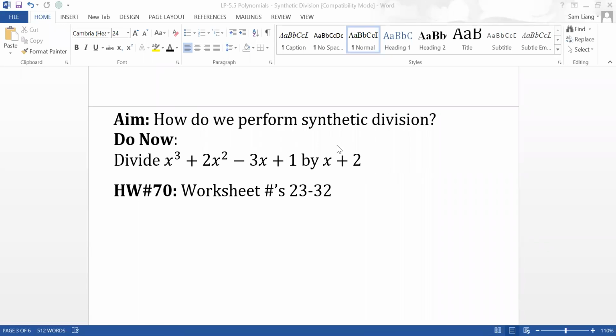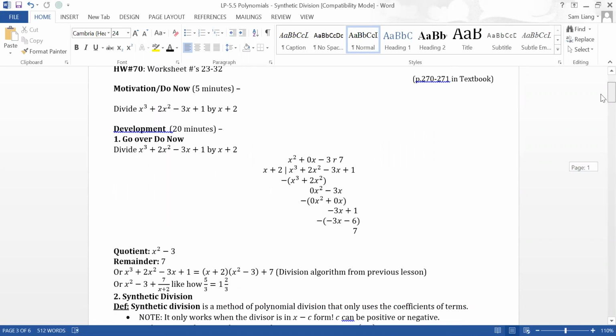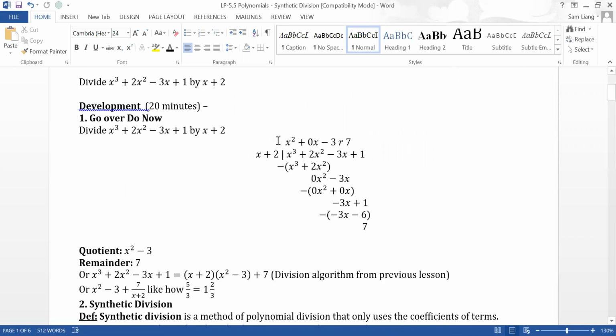All right, so let me pause you here. I'm going to scroll up to the solution. All right, here it is. The quotient ended up being x squared minus 3. The remainder is 7. And note that there are other ways you can write this answer. This question didn't specify how they want the answer, so we can do it in one of three ways. But anyways, the quotient is x squared minus 3, and the remainder is 7.